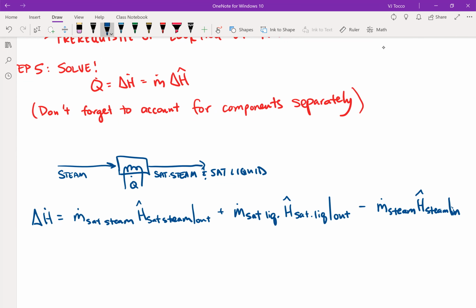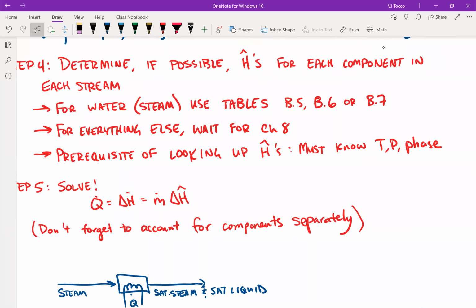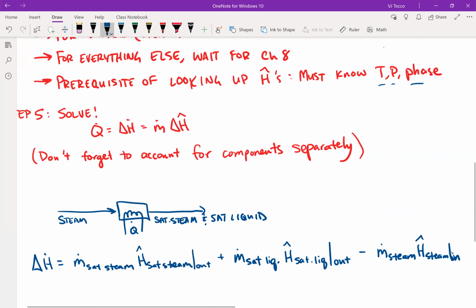So once again, this was just a quick example to show you that if I have multiple things coming out of a system, I have to account for their enthalpies separately. And steam and liquid water are indeed counted as two separate species because of what I said up here. You must know T, P, and phase. Enthalpy is a state variable, which means it depends on all these three things. So even if you have a different phase of matter, the enthalpy is different and it must be accounted for differently.